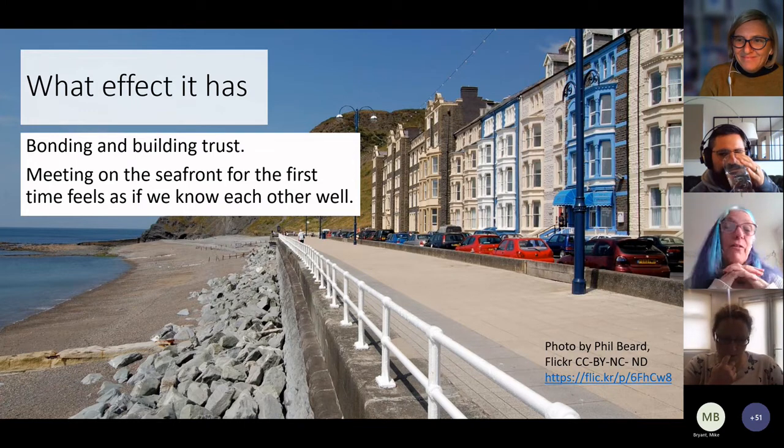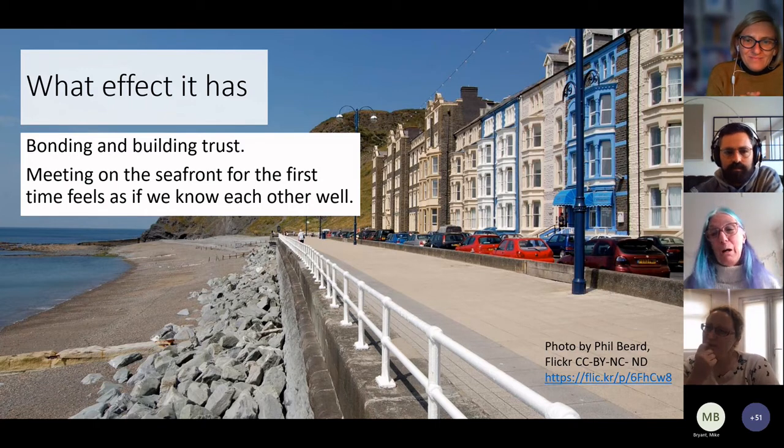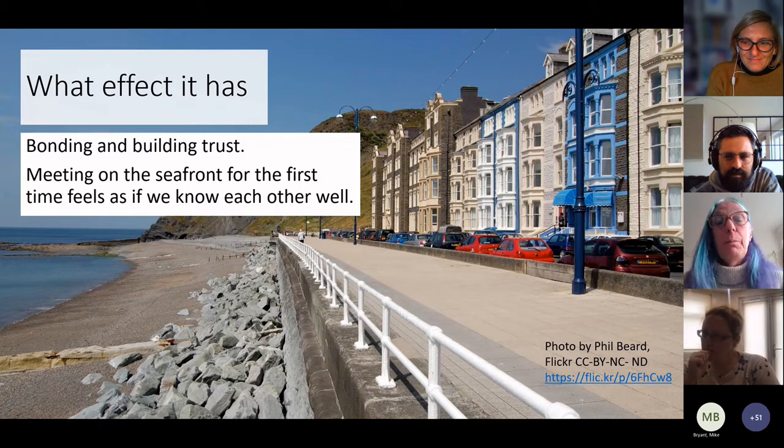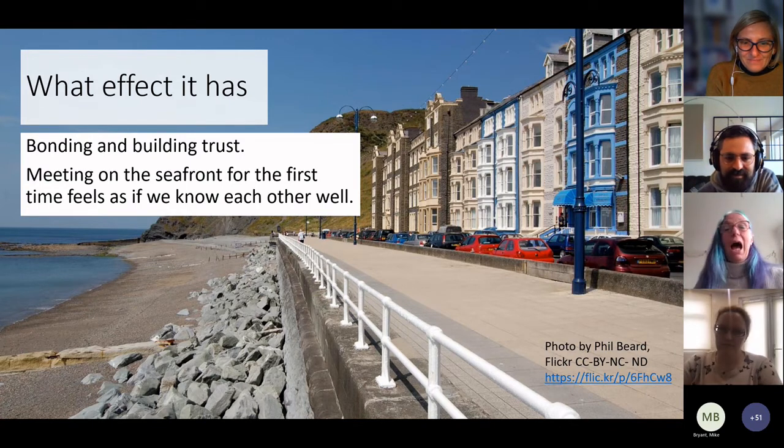So this is the seafront in Aberystwyth. I've been teaching remotely for almost 3 years now, and I do go for a walk on the seafront when I get a moment. And surprise, surprise, that bonding and that building trust, when I see my participants and run into them on the seafront, we're old friends already. It might be the first time that we've even seen each other. And that bond has been created so that we have a really comfortable, friendly conversation right off the bat.